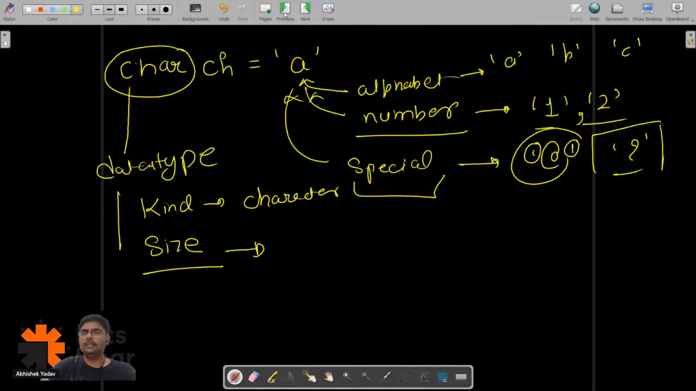So let's see what will happen now. Give me 1 minute, okay? So here we are saying 1 byte for the character data type, right, everyone? So what will happen now? You are saying char ch is equal to 'a'. The moment this line gets executed, what will happen?